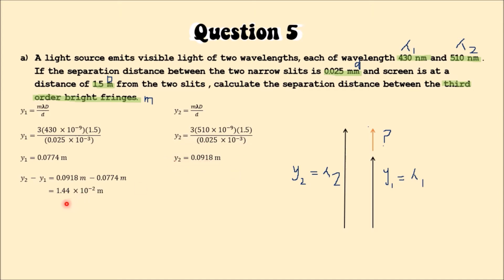0.0918 m. So to calculate the separation distance, we minus y2 with y1. So 0.0918 m minus 0.0774 m. So we get the answer, which is 1.44 times 10 to the power of negative 2 m.